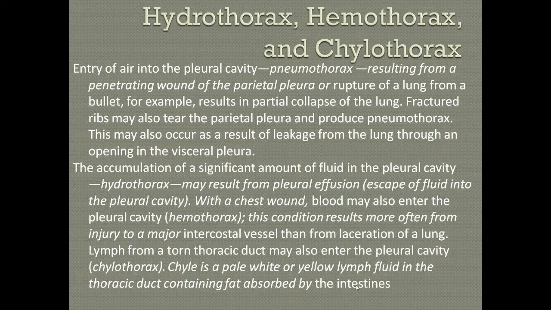Fractured ribs may also tear the parietal pleura and produce pneumothorax. This may also occur as a result of leakage from the lung through an opening in the visceral pleura. Accumulation of a significant amount of fluid in the pleural cavity, hydrothorax, may result from pleural effusion.